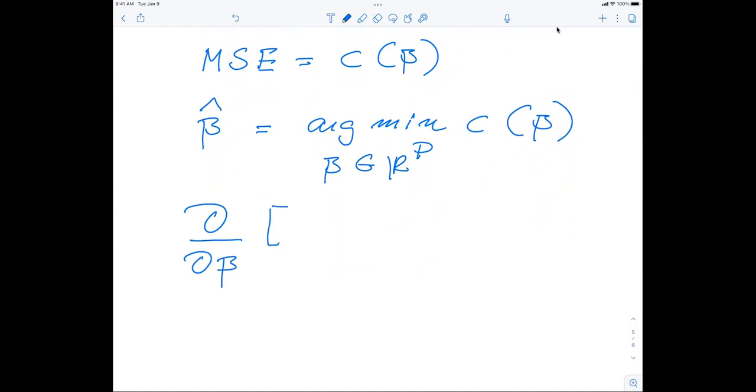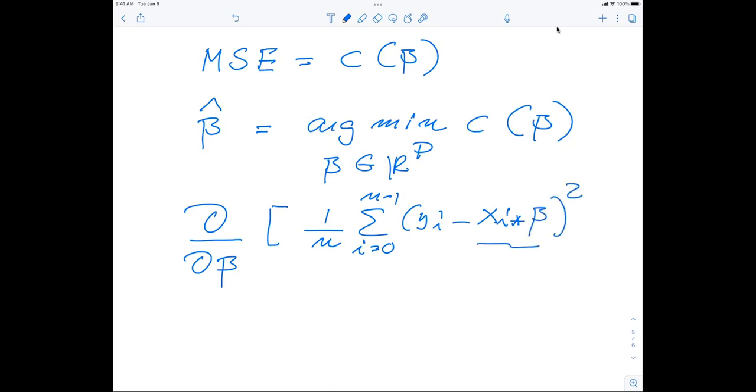And this is now going to be the derivative of 1 over n, the sum over i equals 0 to n minus 1, of y_i minus, and I'm going to write this in terms of a quantity which looks like an x_i. I'm going to define it; you're going to see this in different disguises. This kind of strange notation is actually the sum over j equals 0 up to p minus 1 of x_ij multiplied with beta_j. Now remember that this is a scalar.